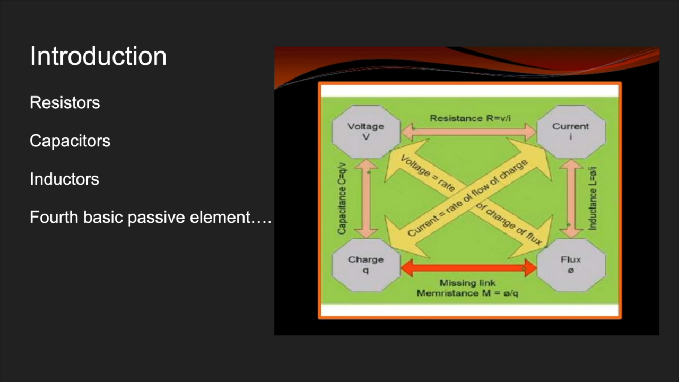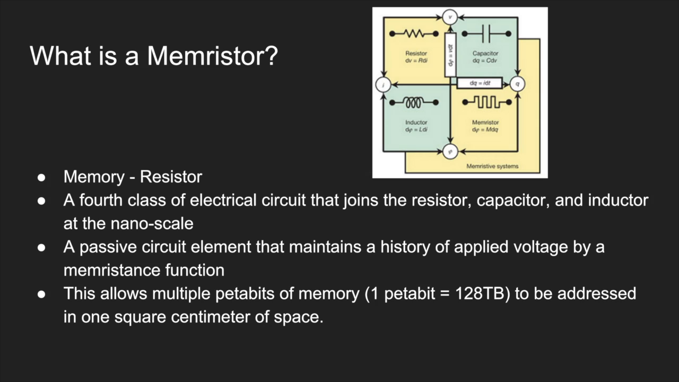So, to get you started, you have resistors, capacitors, and inductors. You have voltage and current, which has resistance in between. And you have voltage and charge, which gives you capacitance. And then you have current and flux, which gives you inductance. So that covers three, but there's this fourth missing link, and there's a basic passive element called memristance, which makes up this link. And that leads us into what is a memristor.